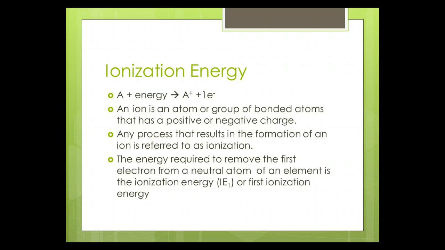An ion is an atom or group of bonded atoms that has a positive or negative charge. Any process that results in the formation of an ion is referred to as ionization. In ionization energy, however, we're only interested in forming positive ions, removing an electron. And the energy that is required to remove the first electron from a neutral atom of an element is the ionization energy, or the first ionization energy.